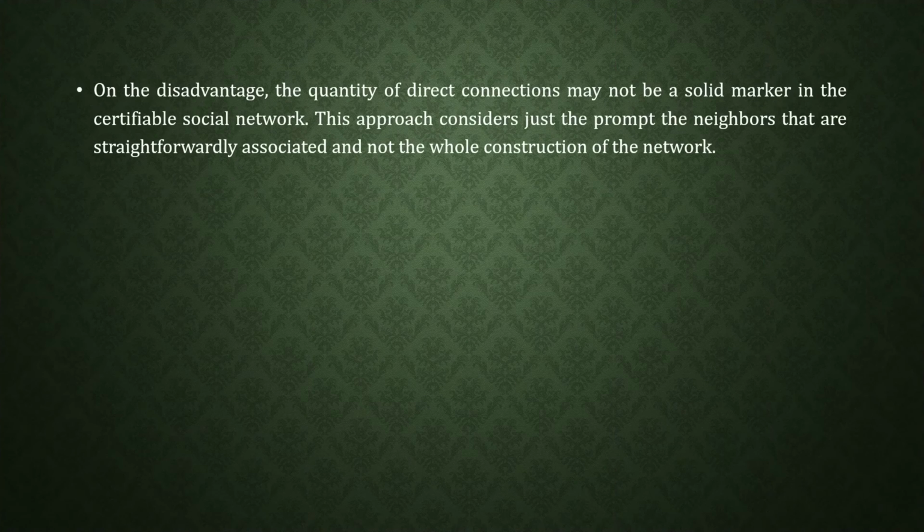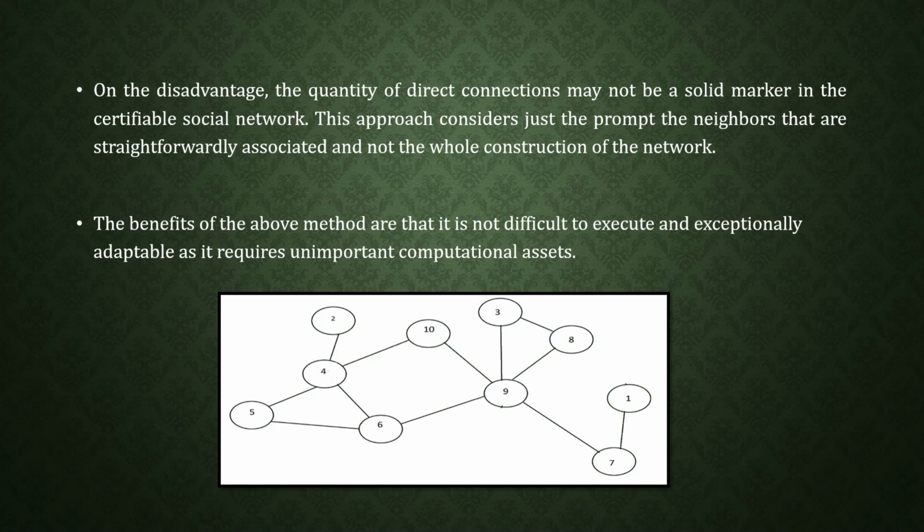On the disadvantage, the quantity of direct connections may not be a solid marker in a real-world social network. This approach considers just the immediate neighbors that are directly connected, and not the whole structure of the network. The benefits of the above method are that it is not difficult to implement and highly scalable, as it requires minimal computational resources.